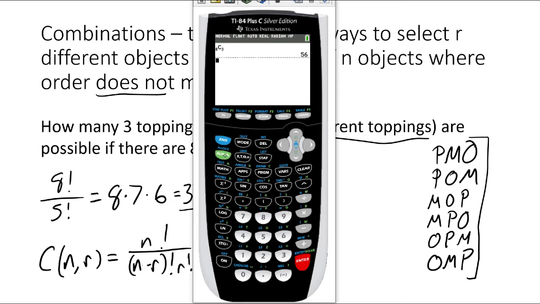We could also do the permutation one, so math over to probability down to P for permutation, so 8 and, whoops, hit the wrong button, 8 and 3, there we go, and 336, which is the answer we got for that one as well. So you can certainly use these functions, and I would recommend that you do, but it is a good idea to be able to understand the formula as well. All right.